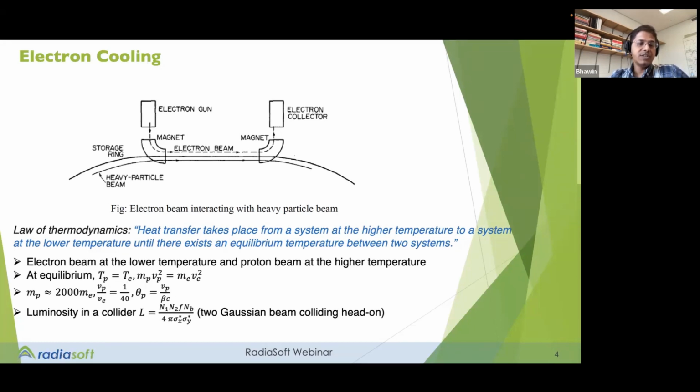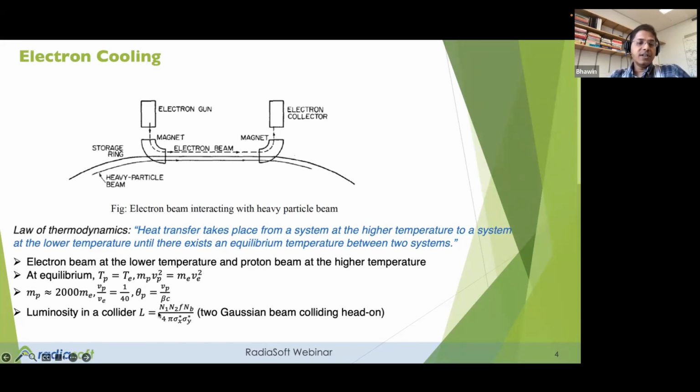In this luminosity formula, you can see in the denominator there is sigma x asterisk and sigma y asterisk. These are the proton beam sizes, the horizontal and vertical proton beam sizes at the interaction point. So reducing these beam sizes increases the luminosity in a collider. This is the main goal of a collider. This luminosity is a figure of merit in a collider.